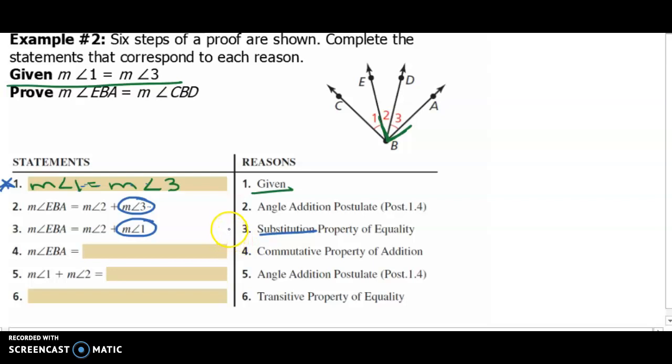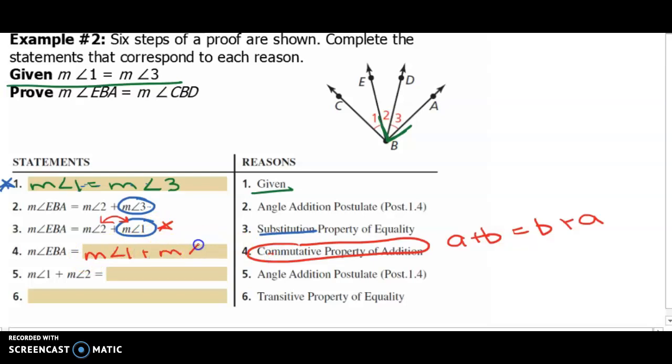All right, now it says EBA equals what? And it's telling you you're using the commutative property of addition. So if you go back to the commutative property of addition, it says A plus B equals B plus A. So we can just flip the order in which two things are added. So we're going to take this, and all we're going to do is flip these two because this commutative property of addition tells us to. So it's going to be measure of angle 1 plus the measure of angle 2.